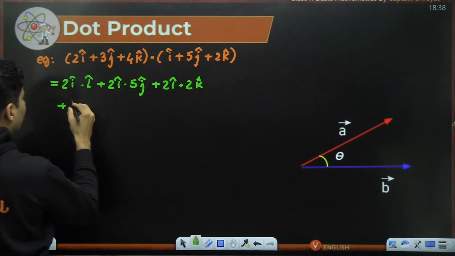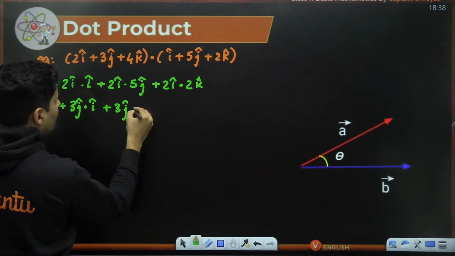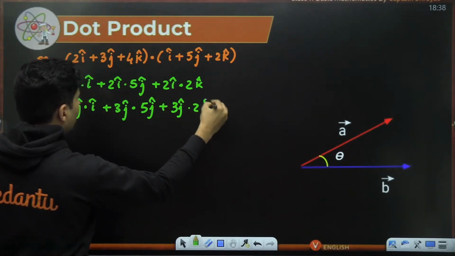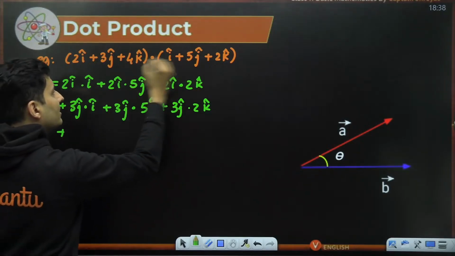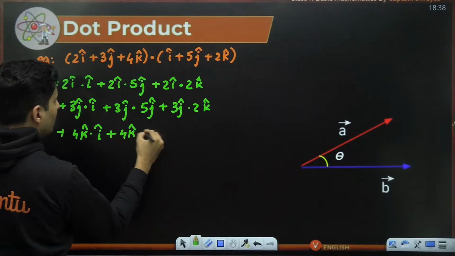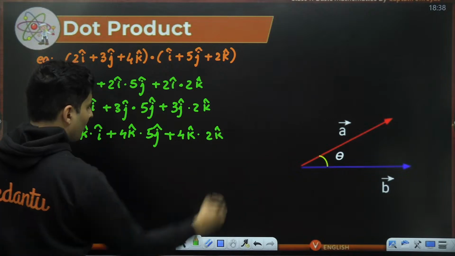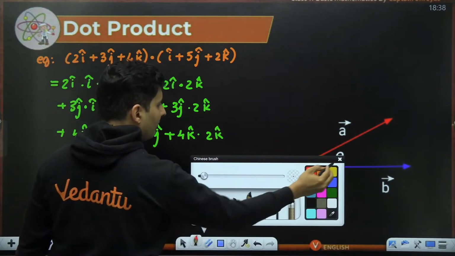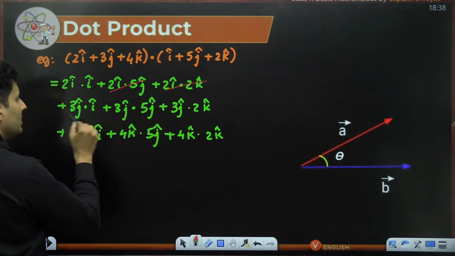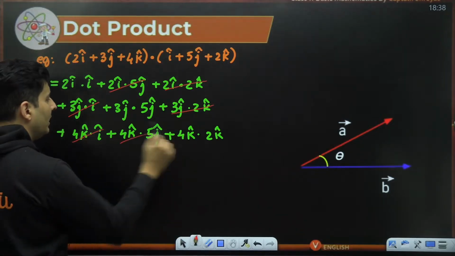Then 3j with all of them. So 3j cap dot i cap plus 3j cap dot 5j cap plus 3j cap dot 2k cap. Then the last one: 4k cap dot i cap plus 4k cap dot 5j cap plus 4k cap dot 2k cap. But I'll tell you what, many of these are utter nonsense. Like i into j doesn't matter, i into k 0, j into i 0, j into k 0, k into i 0, k into j also 0.